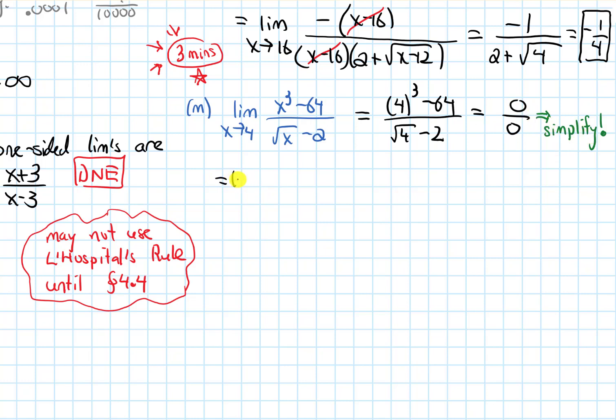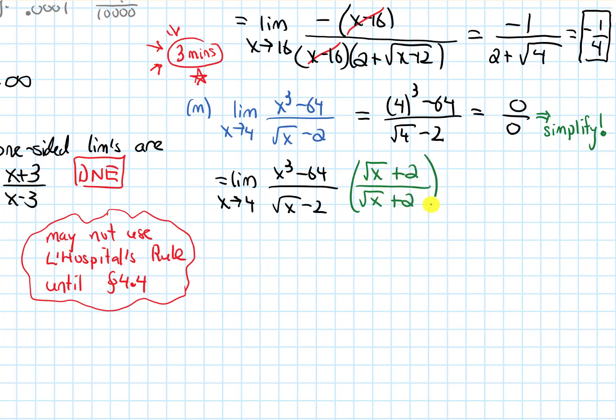All right, so we have the limit as x approaches 4 of x cubed minus 64 over root x minus 2. Let's try this conjugate thing again. So I'm going to multiply top and bottom by square root of x plus 2. I know for the previous example, I said change the sign in front of the square root term. It actually doesn't matter whether I change the sign in front of the square root term or the sign in front of the other term. In this case, I think it just looks a little nicer to change the sign in front of the other term, so I'm going to do that.